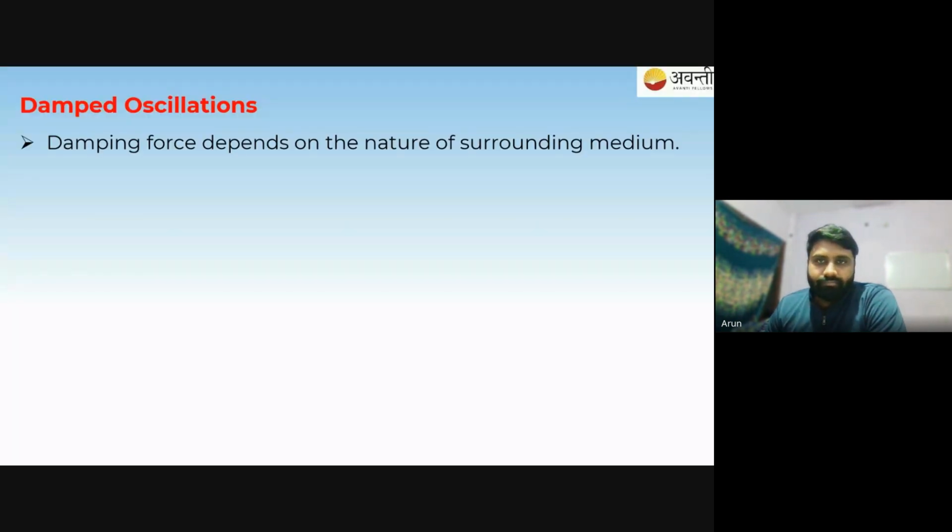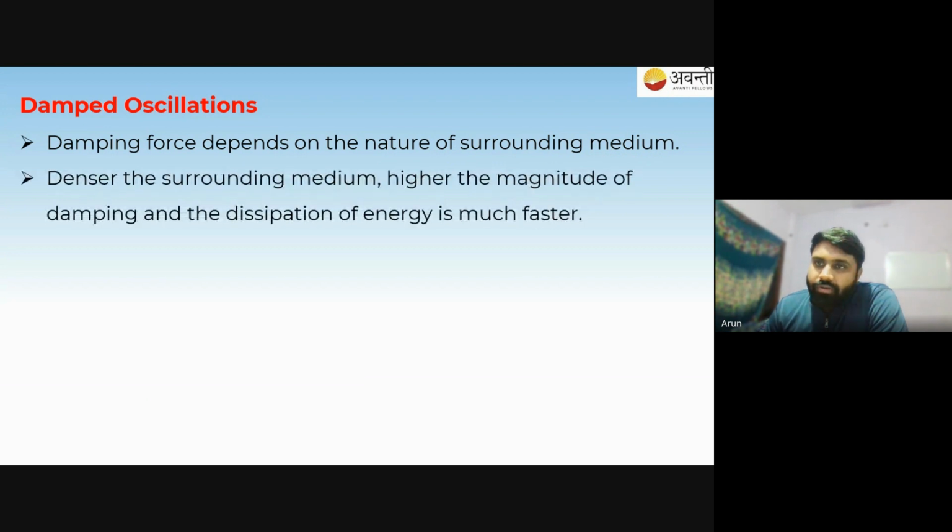Now, damping force depends on the nature of the surrounding medium. Whatever is in your surroundings, it will depend on that. Second thing, the denser the medium, the more drag force you will have. If you observe that when the air blows very fast, at very high speed, you will find it difficult to walk because there is more and more drag force which is opposing your motion.